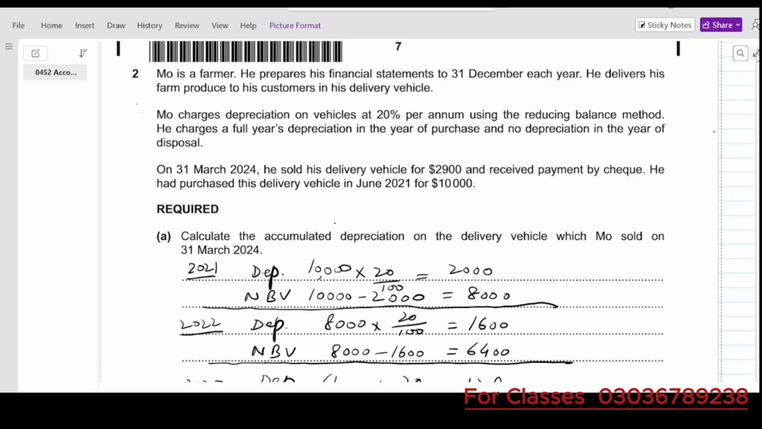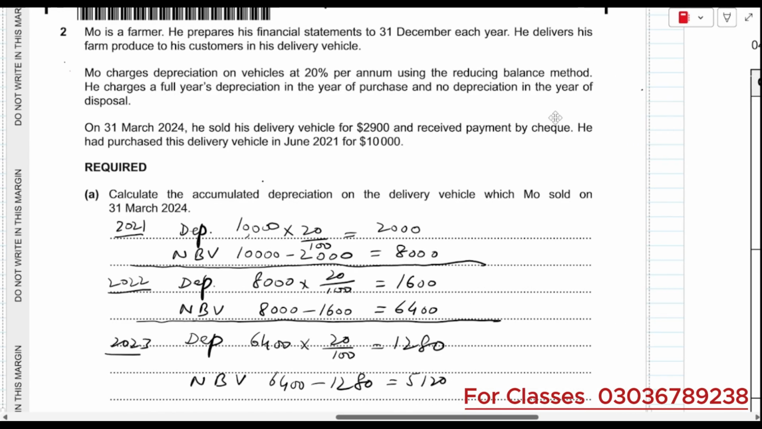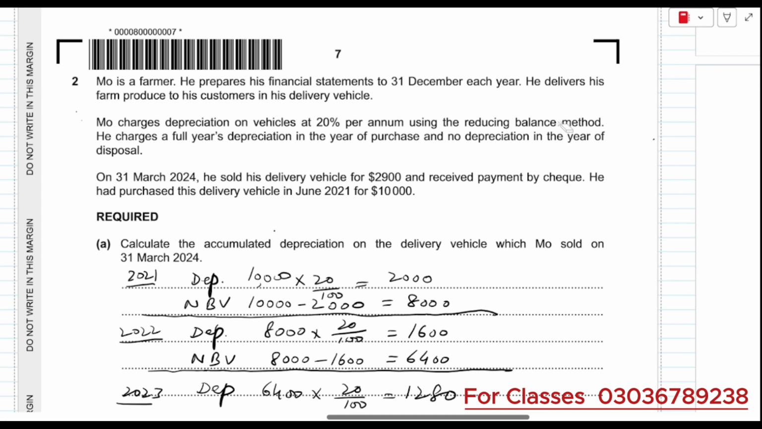This question is about calculating the depreciation, preparing a disposal of motor vehicle account, and then an account of rental income. Let's start our question. Mo is a farmer. He prepares his financial statements to 31 December each year.